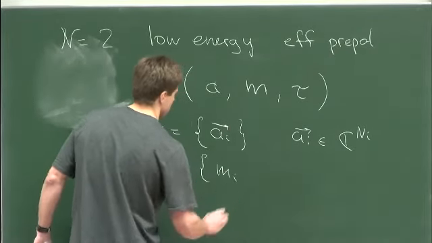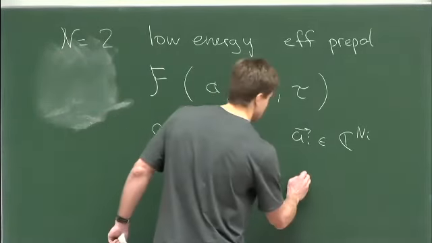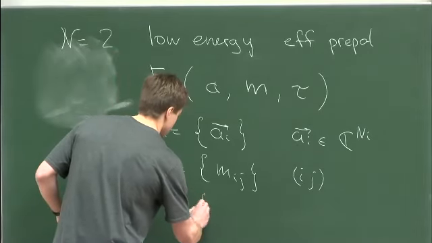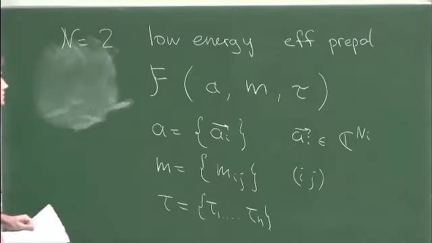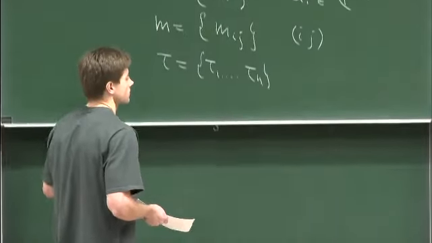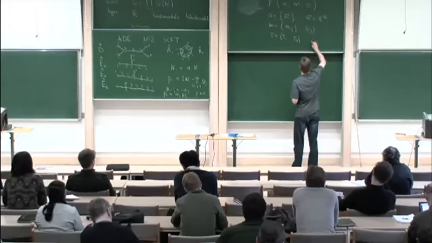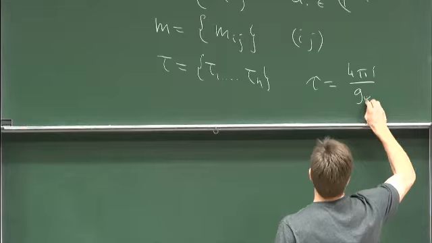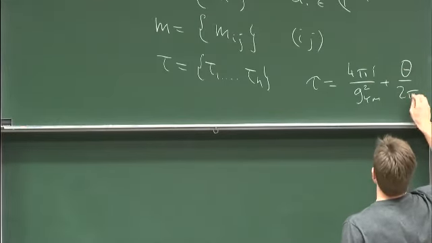M is the list of bifundamental masses between the nodes i, j, for those i and j which are linked, and tau is the list of coupling constants. Well, in the usual parameterization where tau, the complexified coupling constant, is 4 pi i over g Yang-Mills squared plus theta over 2 pi.